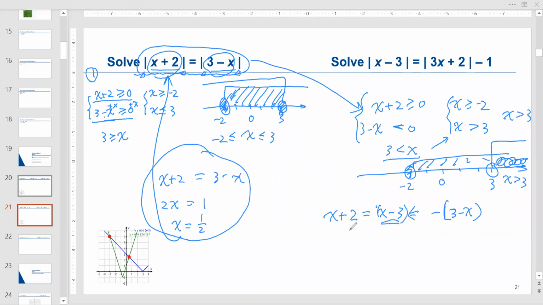So what do you find after this step? You can see we can get rid of x. So it changes to 2 equals negative 3. Is it possible? It's not possible, right? It definitely doesn't make sense. So it means when x is greater than 3, there are no solutions. There are no solutions for this part. Okay, so this is the first situation.